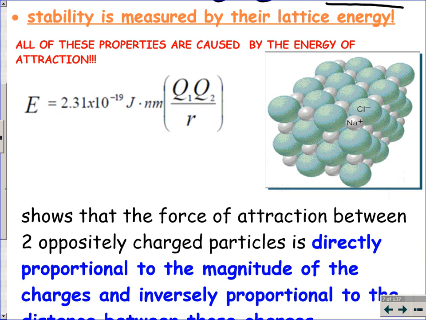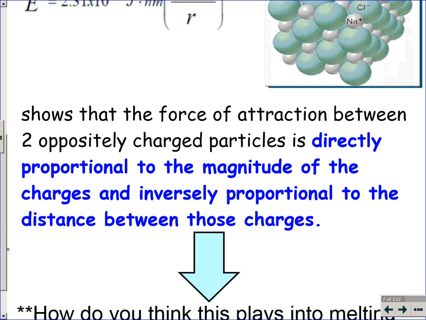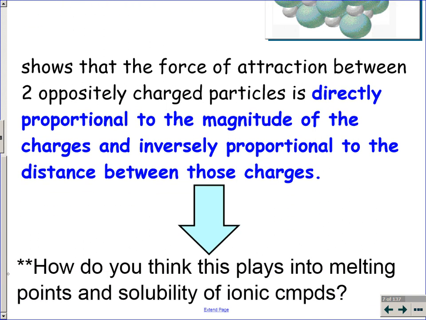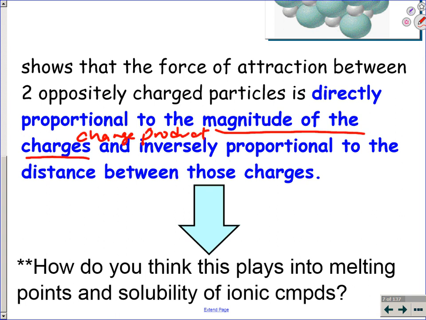So lattice energy, please don't write that number down. Really not important. It's just a number, it's a constant. But lattice energy, again, is based on this energy of attraction. And you'll see this is Coulomb's law once again, Q1 times Q2 over distance. And as a simple reminder, like Joyce said, this lattice energy is going to be related to the magnitude of the charge product. I like to call that charge product because it's a little bit more sophisticated, and it's inversely related to the distance between them.